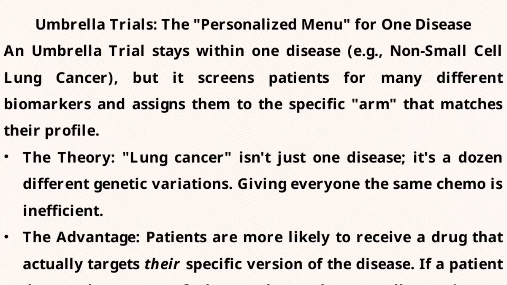Let's talk about umbrella trials, which I like to think of as a personalized menu for one disease. The idea is that within a single disease, like non-small cell lung cancer, we can screen patients for many different biomarkers. Based on their specific profile, we then assign them to the treatment arm that best matches their genetic makeup. The core theory here is that lung cancer isn't just one single disease. It's actually made up of a dozen different genetic variations. So, giving every patient the same chemotherapy isn't very efficient or effective.